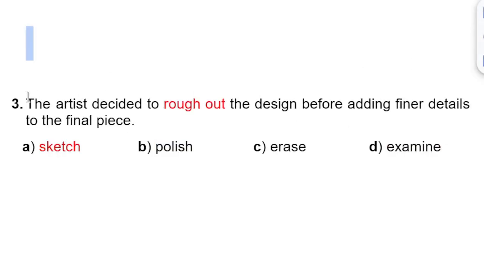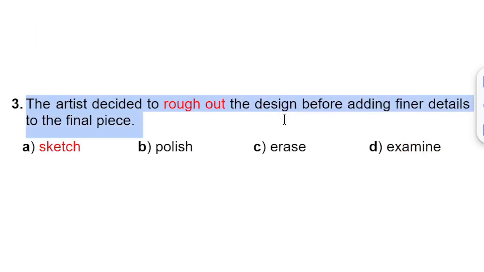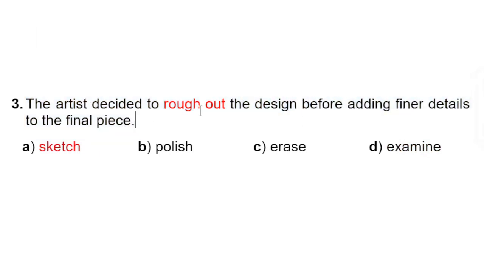Question 3, the artist decided to rough out the design before adding finer details to the final piece. Here we have to, which is the first of the infinitive, to rough out. So we know it's a verb. And to rough out means to sketch or to draft or to write very, very quickly. To make a rough drawing before we write or before we design the final piece.